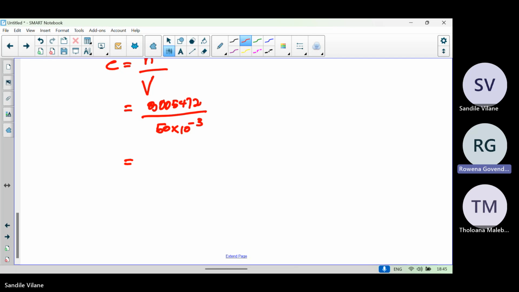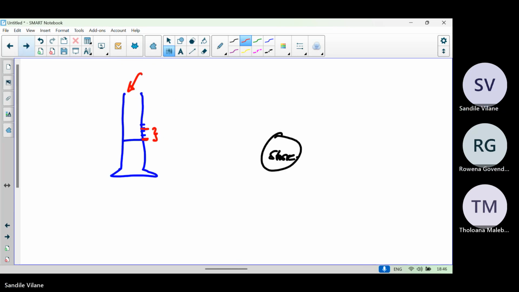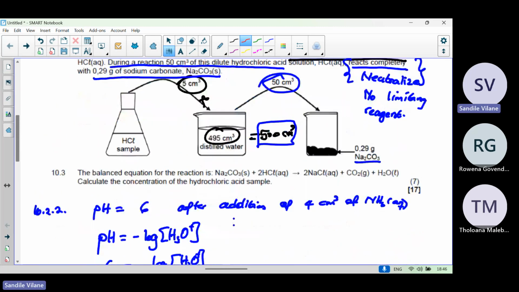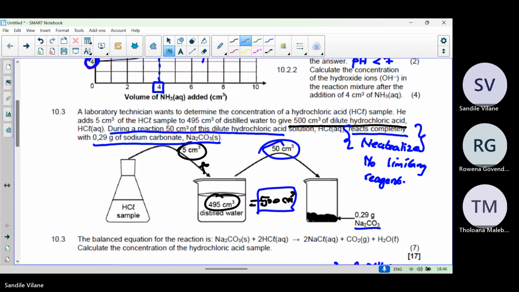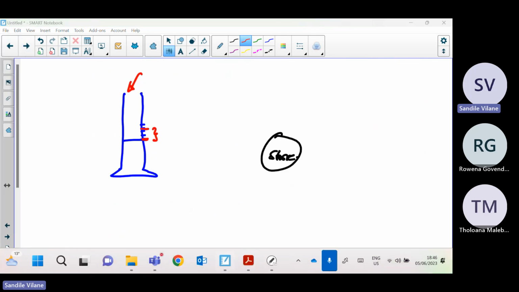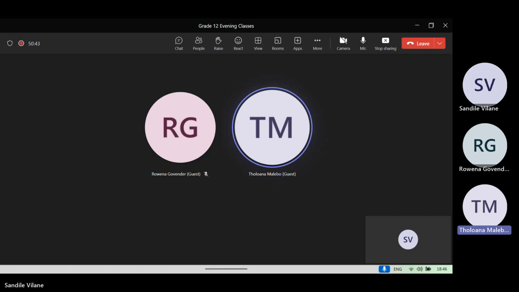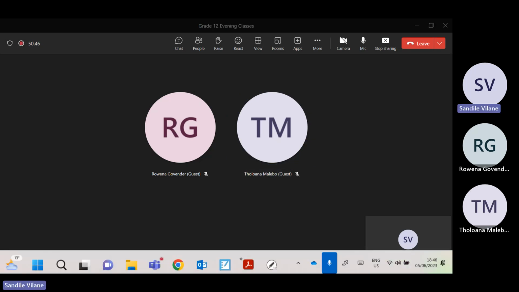So it's 0.11. Okay. Yes. And we are done. Any questions so far? And you are done with this question 10. That was that. Okay. I want us to look at one more question, but before we get to that, any questions from your side, Tolwana, Rowena? Okay, excellent. Let's look at the next question.